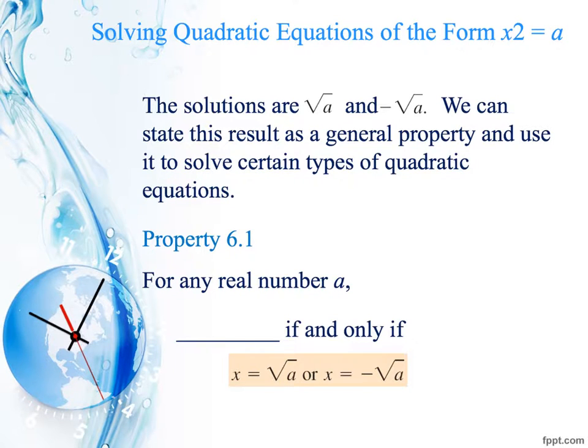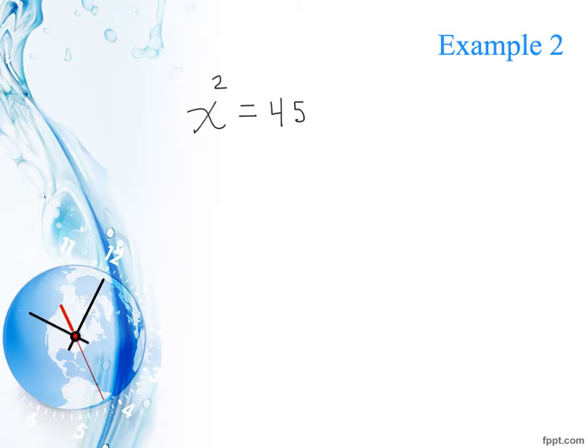And so that's what property 6.1 tells us, that if you have any real number a, and x squared is equal to that real number a, that will be true only if x is equal to either the square root of a or x is equal to the negative square root of a. Let's demonstrate with this next example. Let's say we have the equation x squared equals 45.